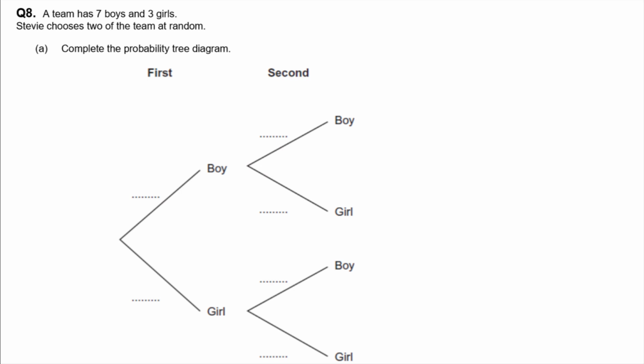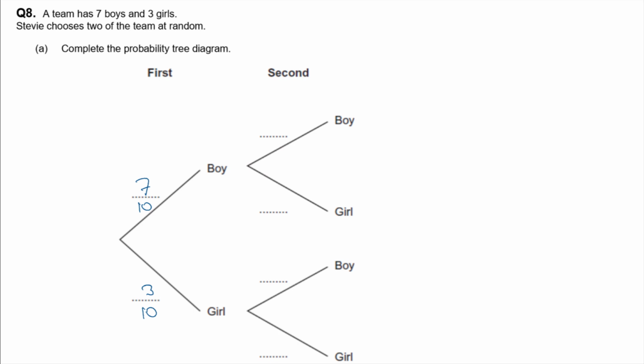So for the first selection, I've got 7 boys out of a total of 7 plus 3, which is 10 altogether then, isn't it? So the probability of picking a boy is going to be 7 out of 10. Okay, which means you've got a 3 in 10 chance of picking a girl.